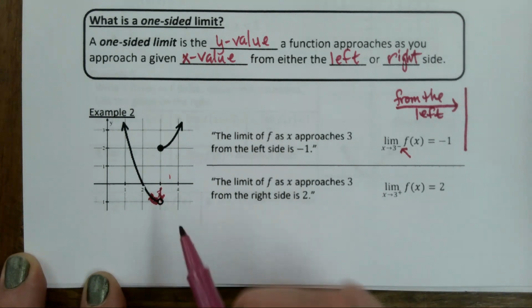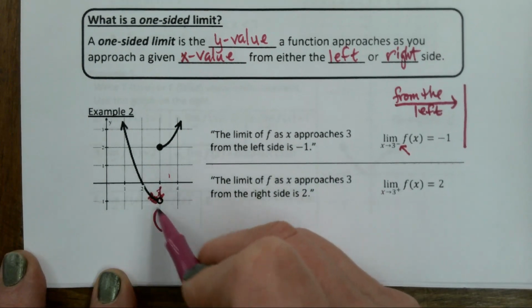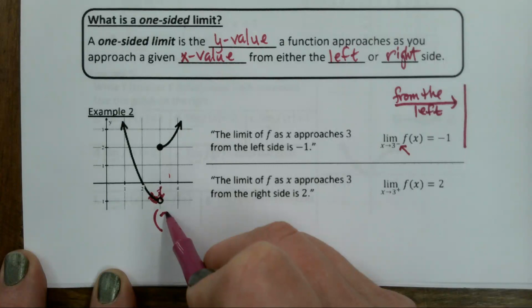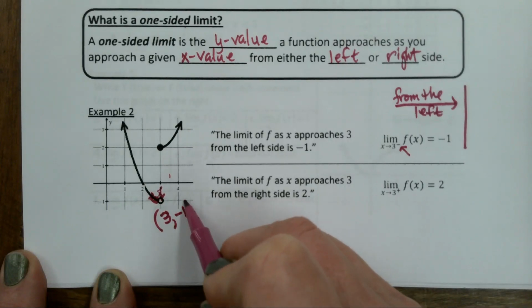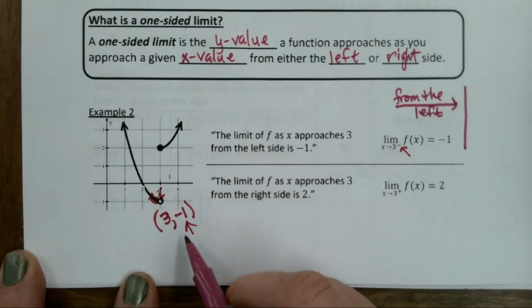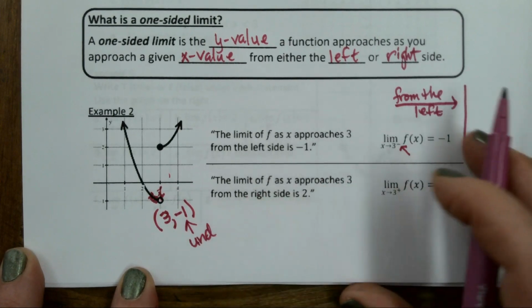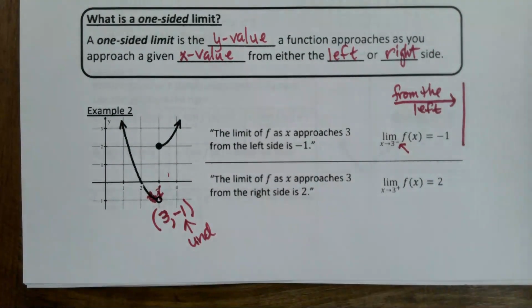It appears this point here is (3, -1), but it's undefined at -1 because it has an open circle. But it doesn't matter that it's undefined as far as a value goes, because my limit is where does it look like it's headed? It's headed towards this hole, and this hole is at -1. So that's the difference between a limit and a value, okay?